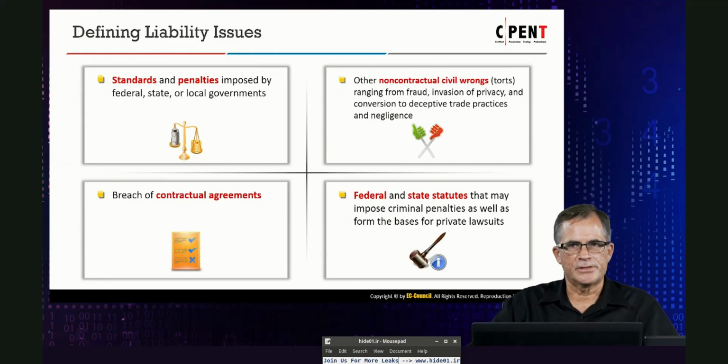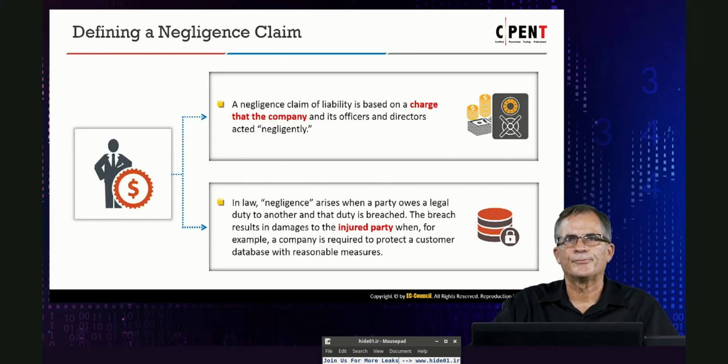Liability, standards and penalties imposed by federal, state, or local governments, breach of the contractual agreement, all right? Other non-contractual civil wrongs, torts is what that's called, different types of things, fraud, right? Federal, state statutes, remember, there are different types of criminalities and penalties based on jurisdiction, and then you've got the federal and the state jurisdiction as well. So all these are legal liability issues that you have to be aware of.